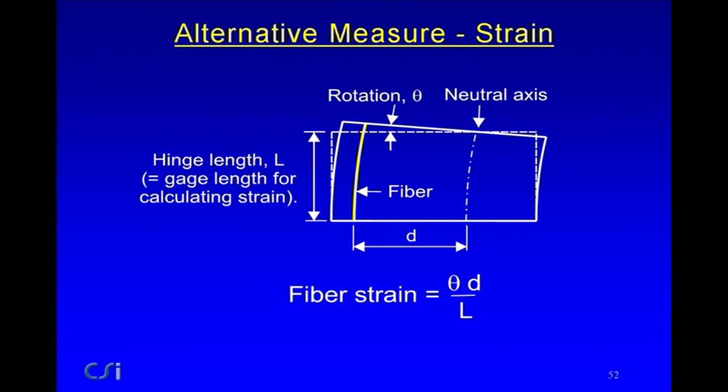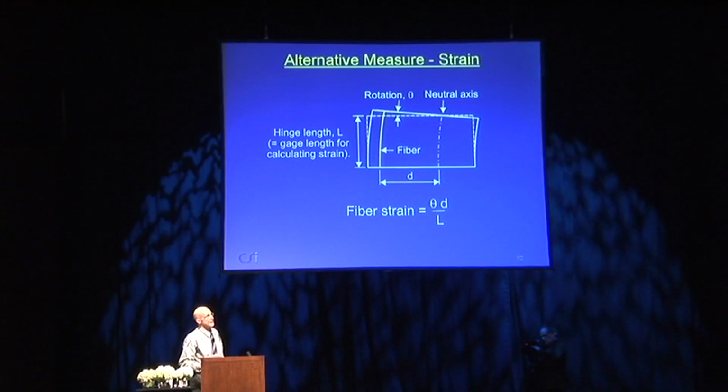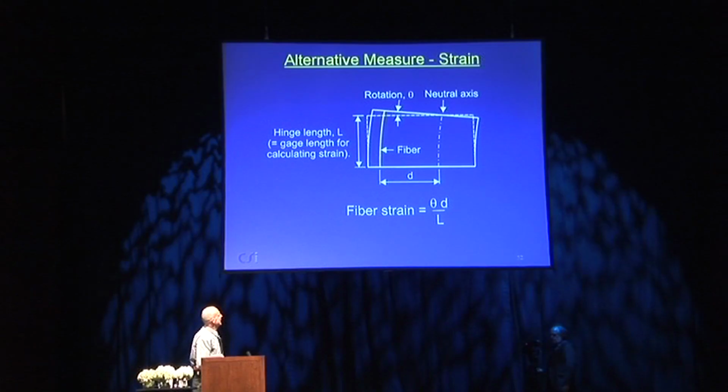An alternative measure is strain. And we get now into strain calculation, and when you calculate strain, you have to talk about strain over a particular gauge length. In this particular case, the gauge length for calculating strain would be exactly the same as the hinge length. Usually for a taller building, it's the story height. It's a reasonable gauge length for calculating strain. And if you look at this, the rotation is theta, and the fiber strain is just theta times d divided by L. That's pretty straightforward. So it's not difficult to convert from rotation to strain.